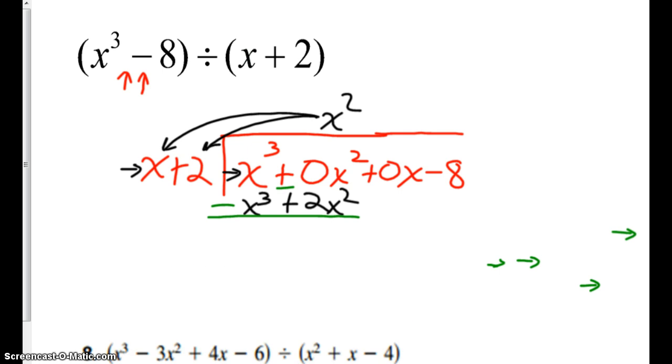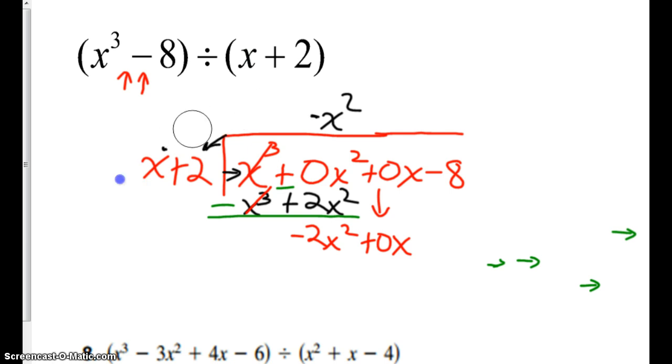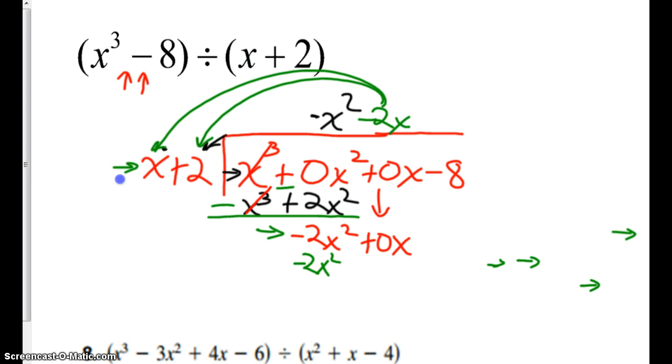I get the x cubes cancel. I get negative 2x squared. I bring down the next number, plus 0x, and I repeat the process. What do I need to multiply this outside number x by to get this inside number of negative 2x squared? So what do I need to multiply him by to get him? Well, I'd need a negative 2x. I then multiply, I distribute the negative 2x to x. I get negative 2x squared. I multiply the negative 2x times positive 2, and I get minus 4x.